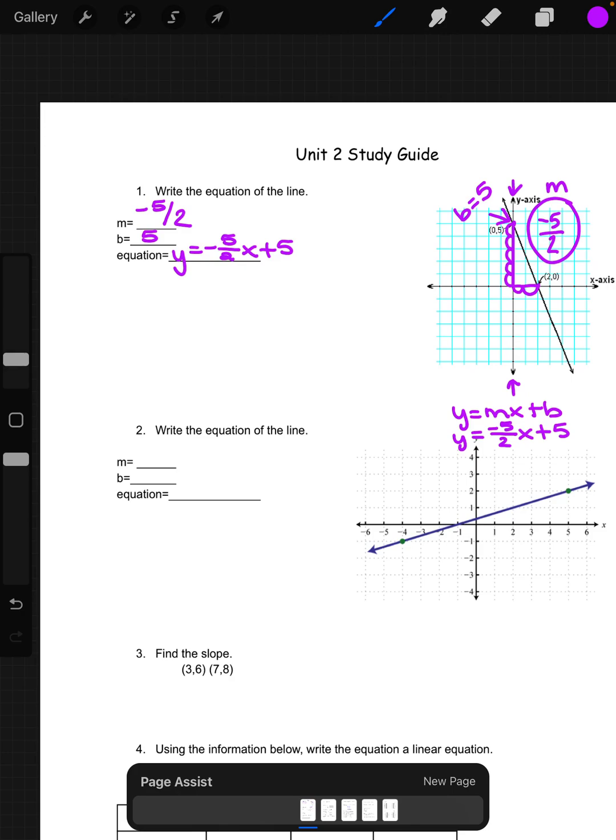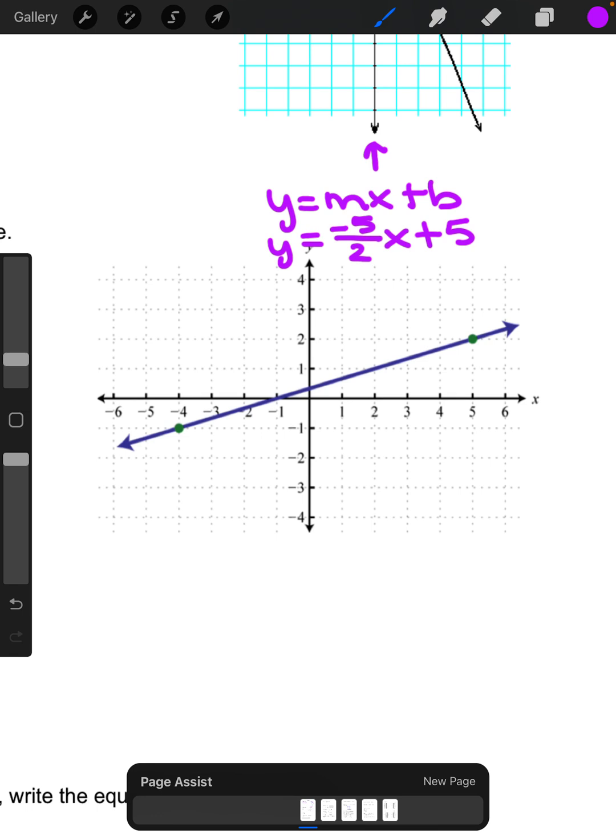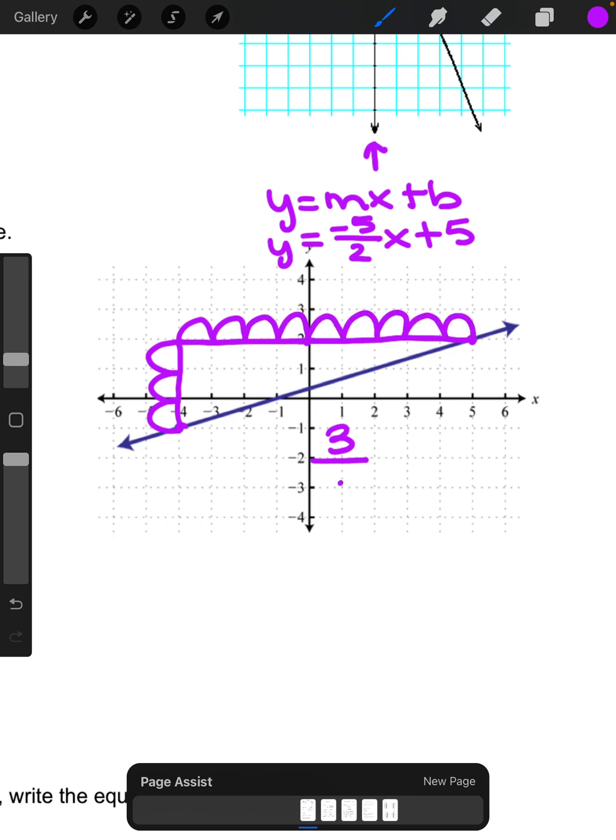All right, moving on to number 2. Write the equation of this line. So again, we're just going to pull the pieces out of it. They did give us some points there, so I can use those 2 points. They gave me a point here, and they gave me a point here. I can make myself a little slope triangle again to find rise over run. And this one I can tell is going to be a positive slope because it is climbing from left to right. So I'm going to find my rise, which would be 1, 2, 3. And then my run, which is 1, 2, 3, 4, 5, 6, 7, 8, 9.